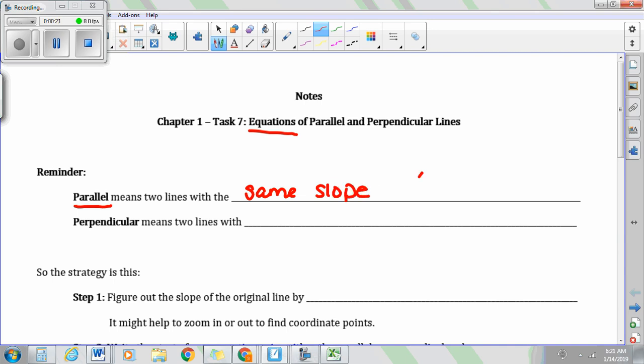And just as a reminder, if you have two lines, they will kind of look like this. They go like railroad tracks, never touch, never cross. Perpendicular means two lines with opposite reciprocal slopes.